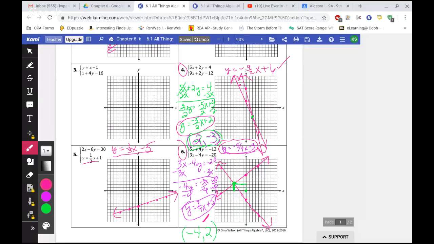And the second one, the y-intercept is 1 with the same slope. Up 1, right 3. Down 1, left 3. So what is the answer if the lines are parallel? No solution.